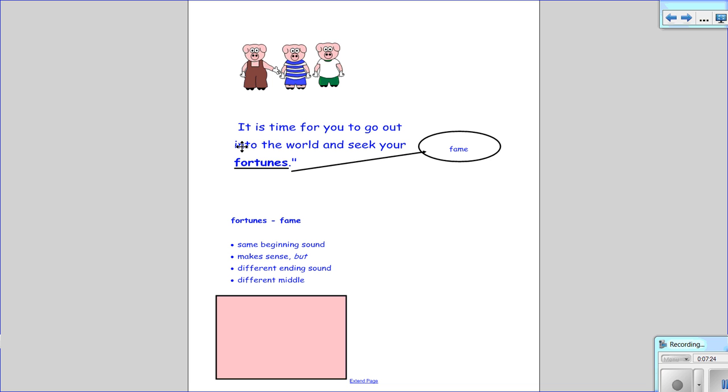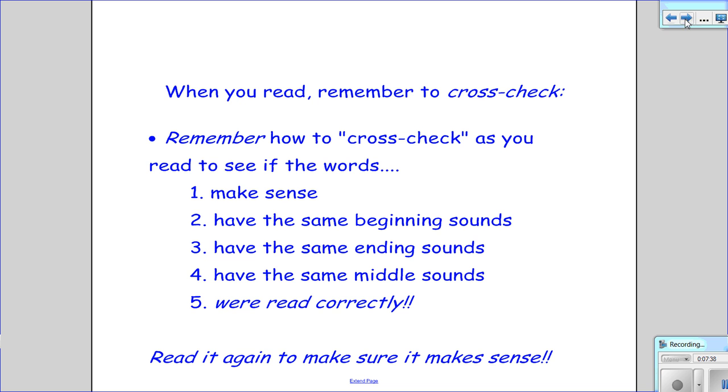Fortune is another way we say it. We'll reread it to make sure it makes sense. It is time for you to go out into the world and seek your fortunes. Fortunes. So we need to make sure that we're checking those words. We're cross-checking as we're reading.